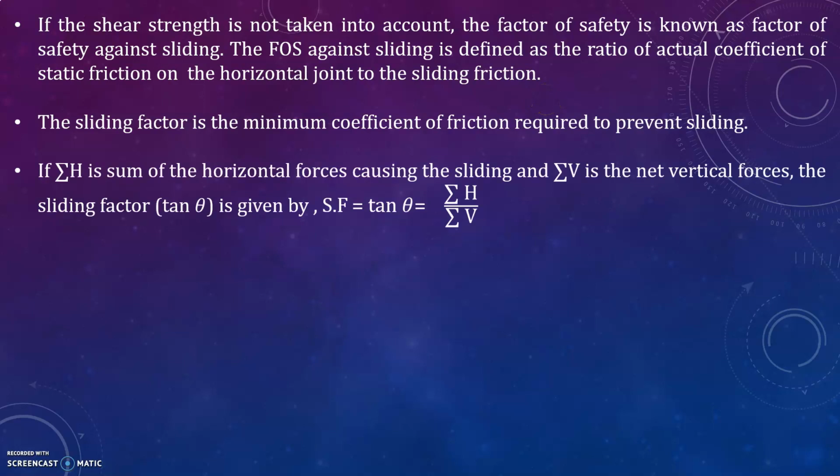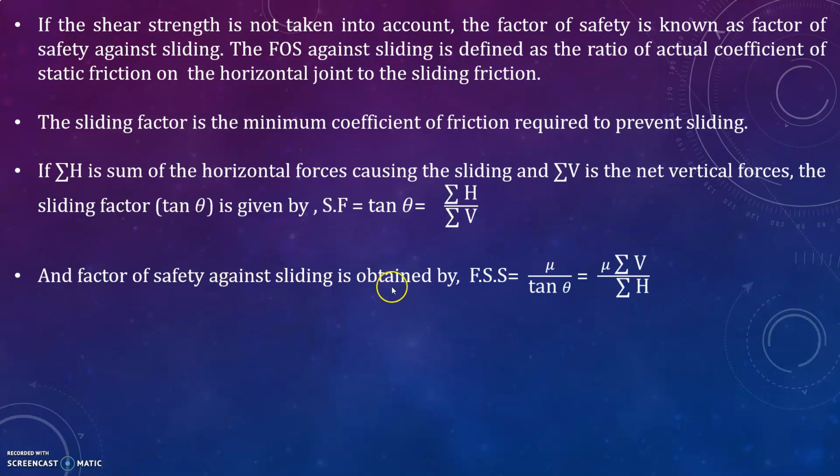If summation H is the sum of horizontal forces causing the sliding and summation V is the net vertical forces, the sliding factor tan theta is equal to sigma H divided by sigma V. And the factor of safety against sliding is obtained by factor of safety equal to mu divided by tan theta, so that is equal to mu into sigma V divided by sigma H.